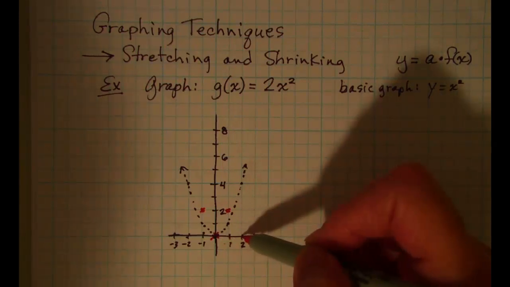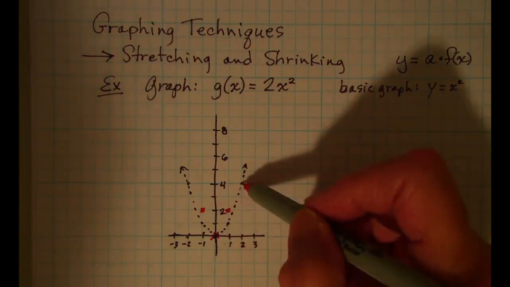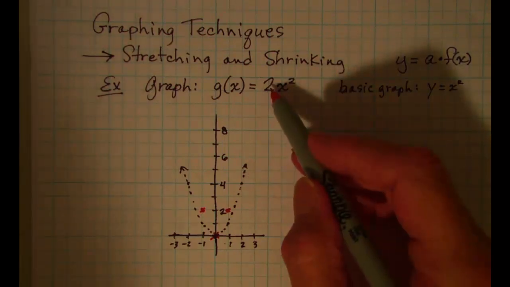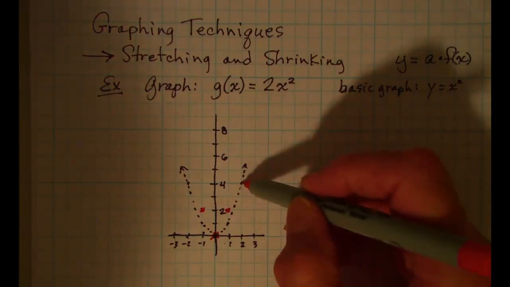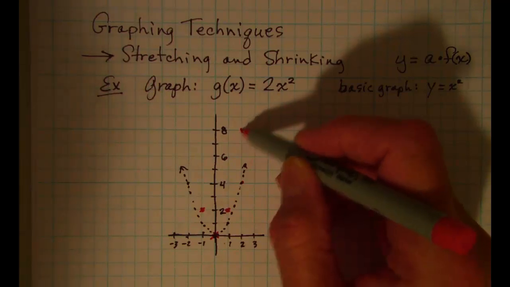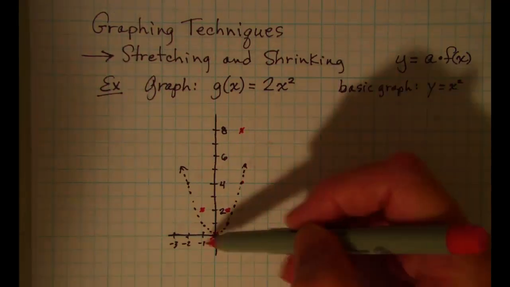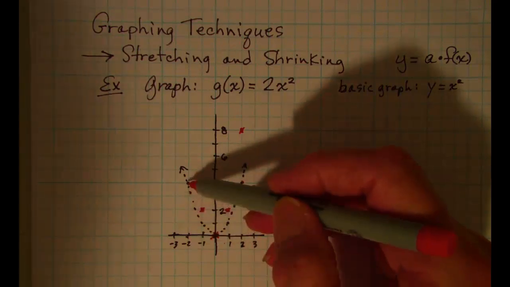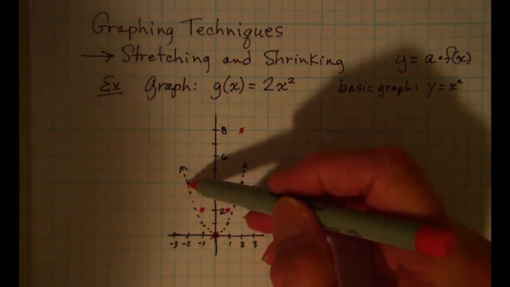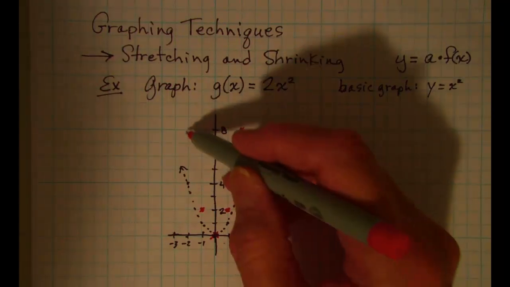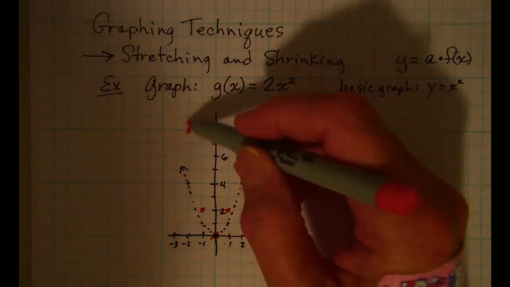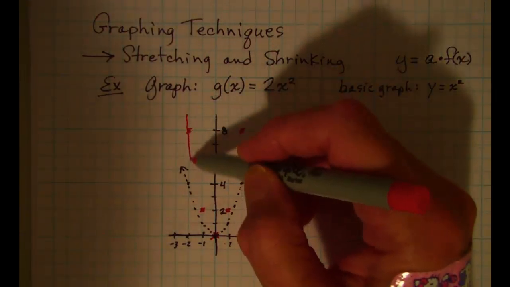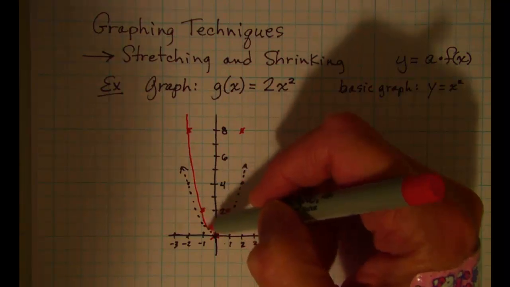On my basic function, when I went right 2, I was up at 4. So for my g function, I need to double that, multiply by 2. So y value of 4 multiplied by 2 gives me a y value of 8. I go left 2, I was up at 4. Multiply that y value by 2. I'm now going to be at 8. So my graph of the g function is going to look like this.